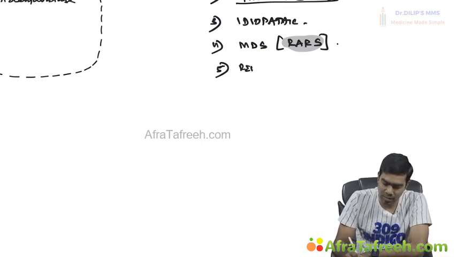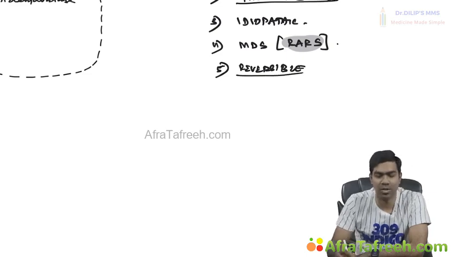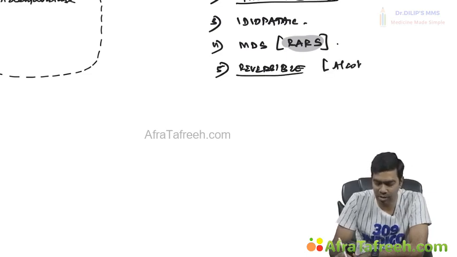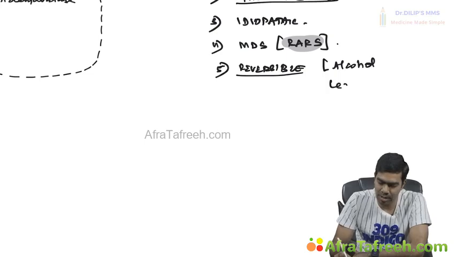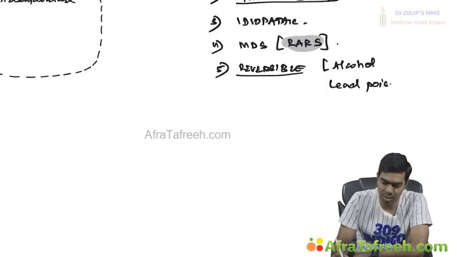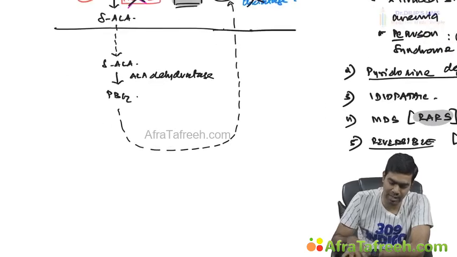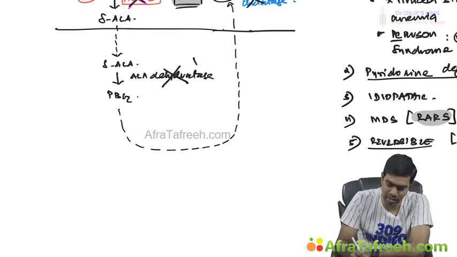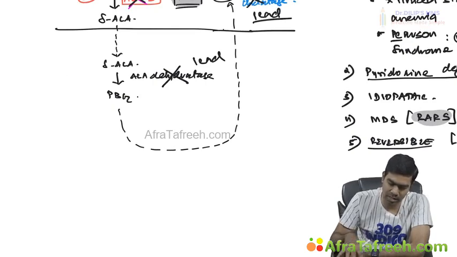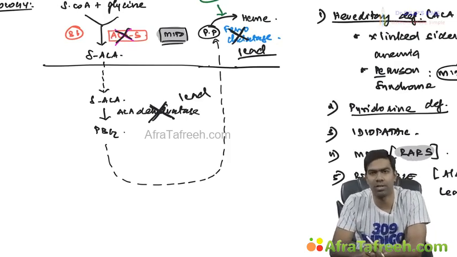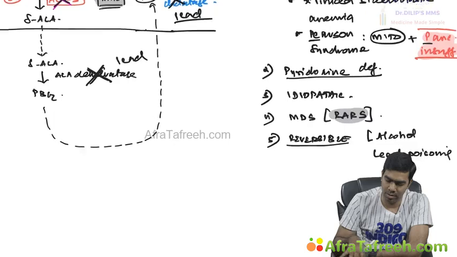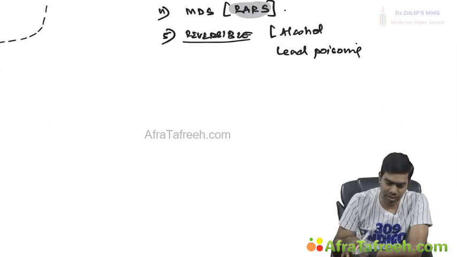And next, you have a lot of reversible causes, reversible in the sense that usually it will be due to some drugs, like alcohol. Alcohol can effectively inhibit your ALA synthase as well as the dehydratase enzyme. Then you have lead poisoning, and you know very well where lead poisoning is going to act. The classical sites of inhibition in lead poisoning are the ALA dehydratase as well as ferrochelatase. These are the classical sites where lead is going to block. We have discussed the reasons for all these things before itself.